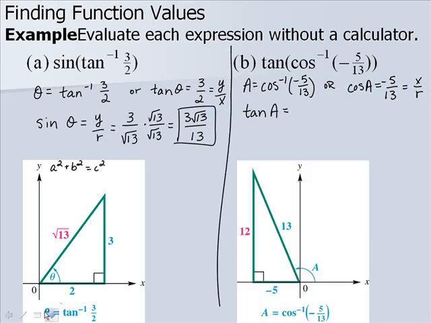So we set up a triangle similar, and we see that when x is negative, we're in quadrant 2 with our cosine, and we have the adjacent over the hypotenuse, or x over r. We use our Pythagorean theorem to find our last side, which will be 12, and we remember that tangent function is y over x, or the opposite over the adjacent. So we have 12 over negative 5, or just negative 12/5 for our tangent function here.